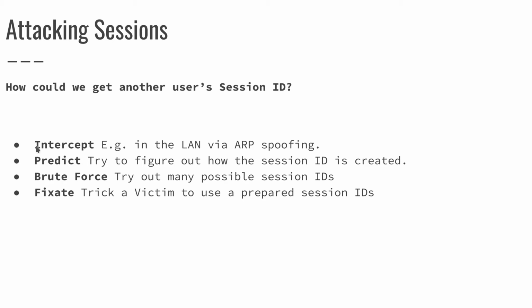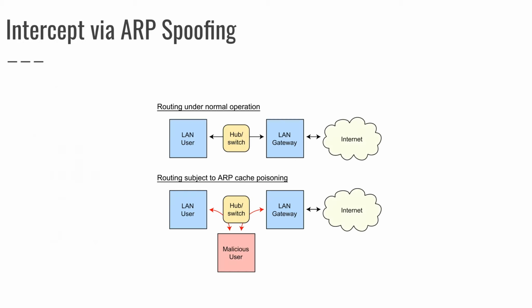We can either try to intercept the session ID somehow, we can try to predict the session ID, or maybe brute force through a lot of session IDs and see if one works, or we can fixate a session ID. We're gonna see examples for all 4 of these attacks. Well, interception might be done, for example, with ARP spoofing.